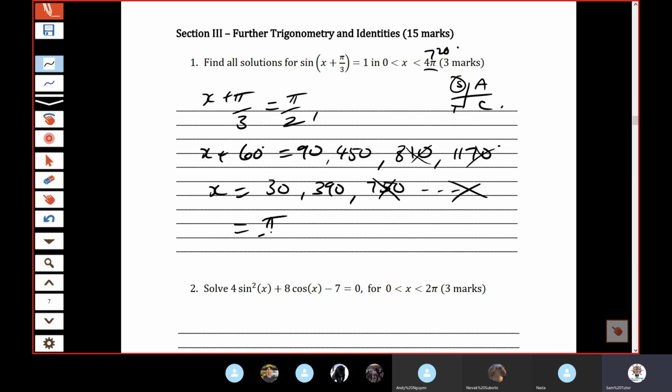Your answers are pi on 6 and 13 pi on 6. 3 marks. You got it? If you want to know where your marks are, 1 mark, 2 marks, 3 marks. Pretty much. Any questions? Next one.